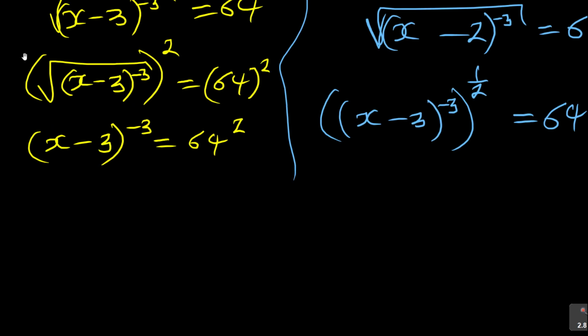Right, what do you do next? Now you see that power, you now multiply by -1/3 because it's 3. See that? Is equal to 64 squared. You also multiply by -1/3. Why? Negative cancels negative, 3 cancels that.